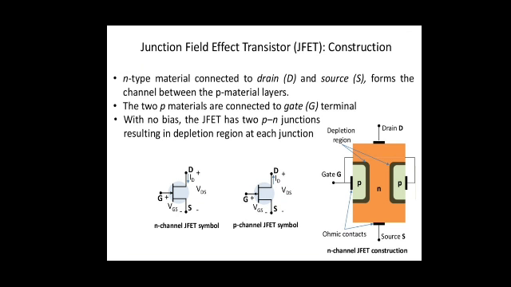So this is about the symbol, and this is about the description of the symbol. You just remember the symbol. I have explained why you are having these arrow symbols, why the arrow is represented in this way for n channel JFET and in this way for p channel JFET. But even so, it is just for your memory, so you can easily remember.